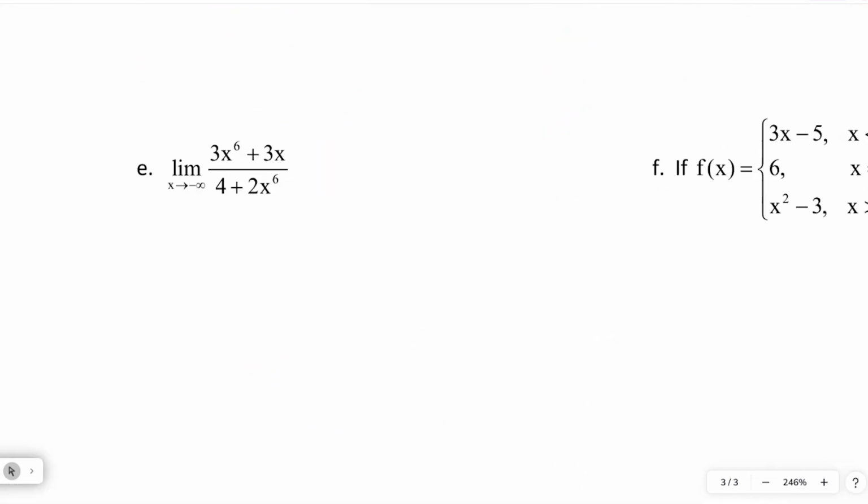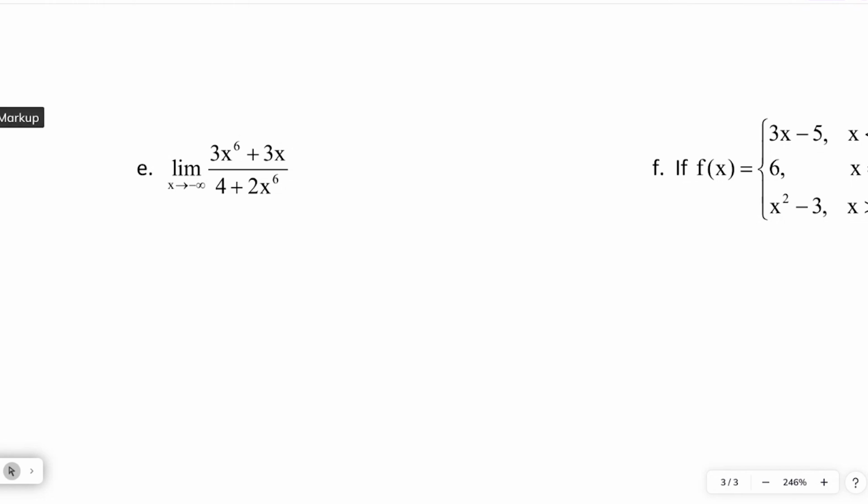Letter E, now this is kind of what I was thinking about before. This is one of those limits at infinity where we're taking x all the way to the end, either to positive or negative infinity. In this case, we're taking it to negative infinity, although it ends up not really mattering because this is just a regular old rational function.